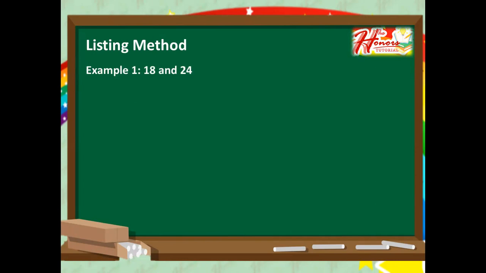So for example, we have here 18 and 24. Let's have here our solution. For the listing method, we have to write 18 here below and 24 here below. Then let's write equal sign here. And then let's start skip counting. Are you familiar with skip counting? So this is what we are going to do.